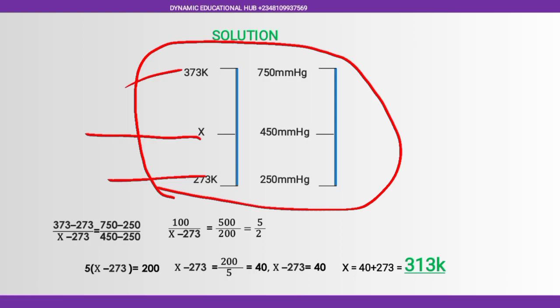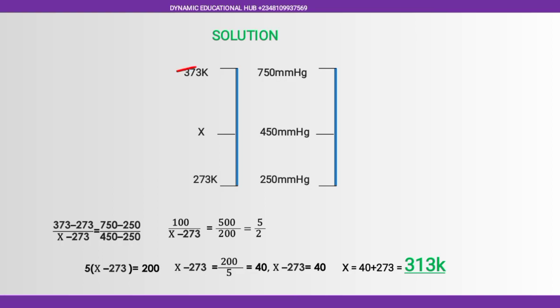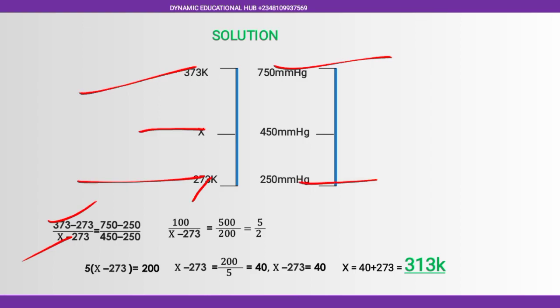Then you draw another one here: the upper fixed point of your pressure thermometer, the lower fixed point of the pressure thermometer, and the reading at the unknown temperature. Then you do the mathematics. 373 minus 273, what you have here, over x minus 273, what you have here, should be the same as 750 minus 250, what you have here, over 450 minus 250, what you have here.